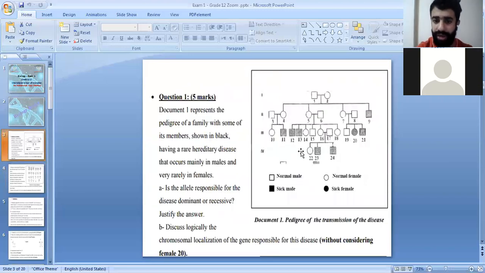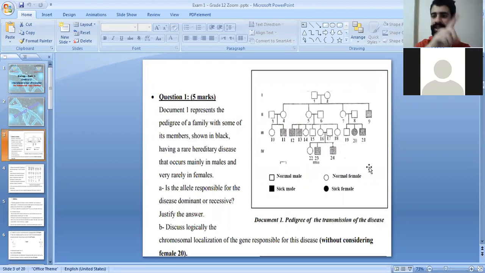Let's move to 13. 13 is a male. We said that the allele of the disease is found in the non-homologous region of X. So 13 is a male and he's affected, and the allele of the disease is recessive. So in 13 we have X and a small y, and we have the allele of the disease. 13 has only one allele, which is d. That's why he's affected. While 16 is normal. This lady, 16 here, she's normal. So she has the normal allele, which is dominant. She has one of the normal alleles.